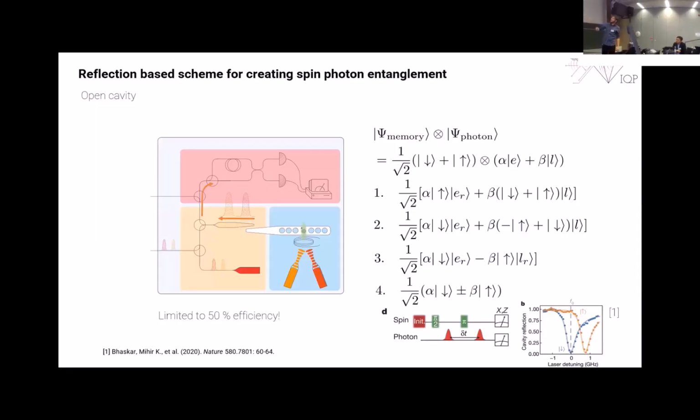Yeah, so here I just added a final step. If you read out your photon, so if you route it to this measurement unit, you can save a state in your memory.